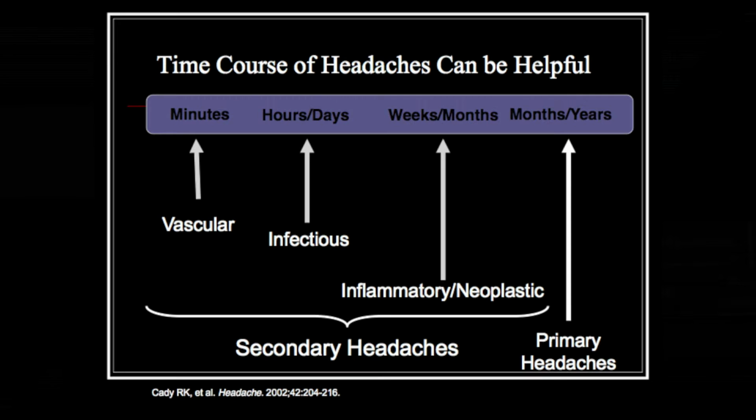So when you look at the time course of secondary headache disorders, it really depends on how fast the headache occurs. So if you have one that evolves over minutes, you think of vascular causes. If it occurs hours over days, you think of infectious causes. If it's weeks over months, you think of more inflammatory neoplastic causes. Or if it's several months or a year, then it's more likely to be a primary headache disorder. So the time course of the headaches can be very helpful for differentiating secondary headaches from primary headache disorders.